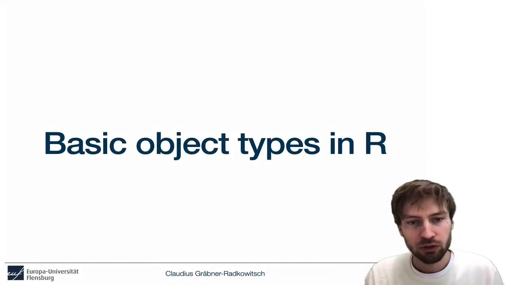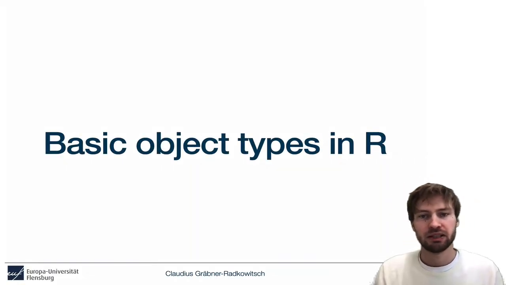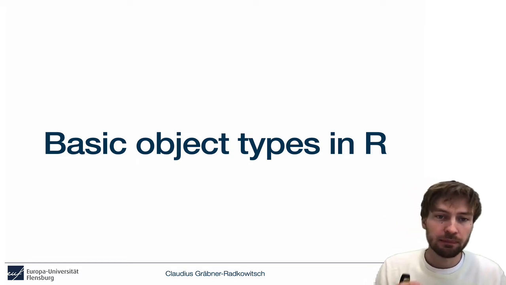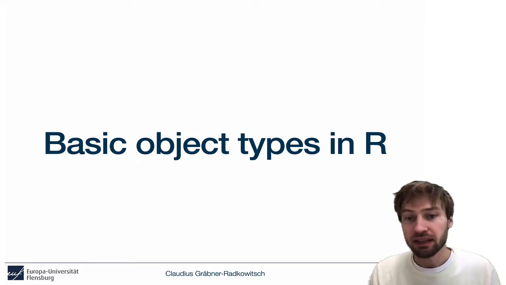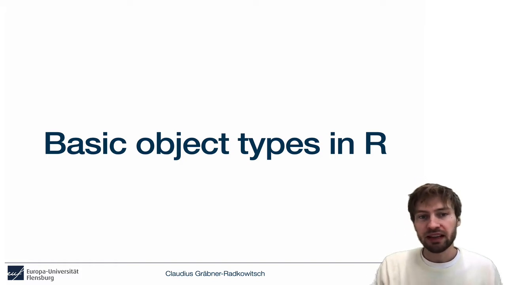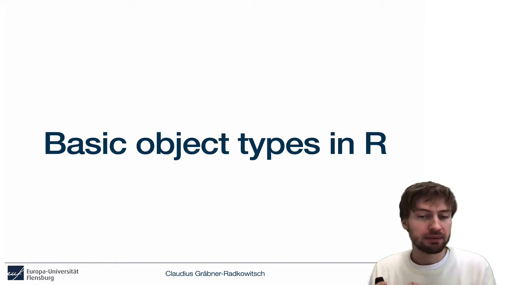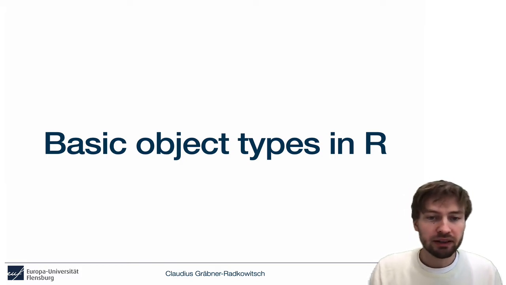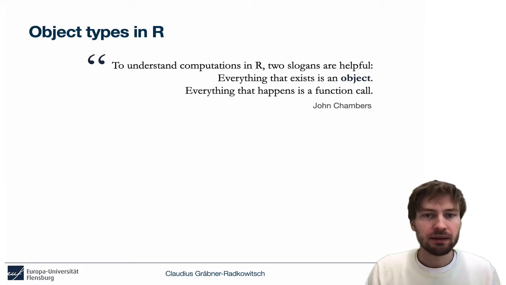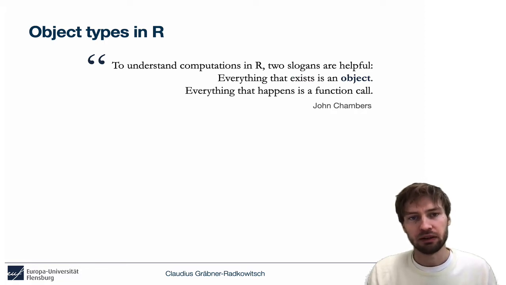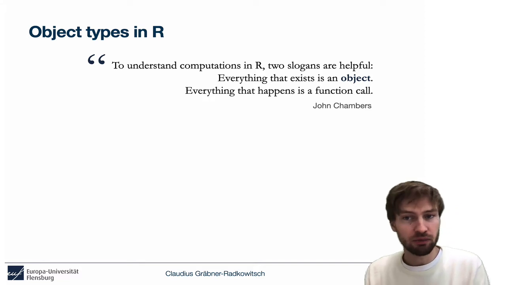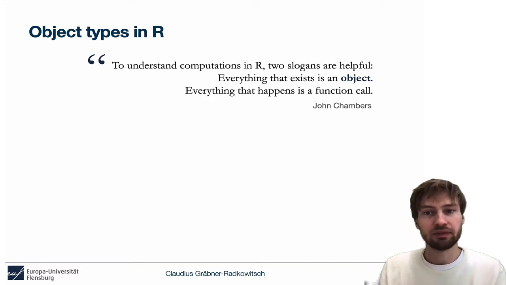Okay, so in this video we are introducing basic object types in R. This is a very fundamental topic, and I guess it's one of the main tasks you have in the beginning of learning R to understand what different object types exist and why they are practically relevant. To put the whole thing into perspective, remember again the quote of John Chambers that we covered before, who said that everything that exists in R is an object, and everything that happens is a function call.